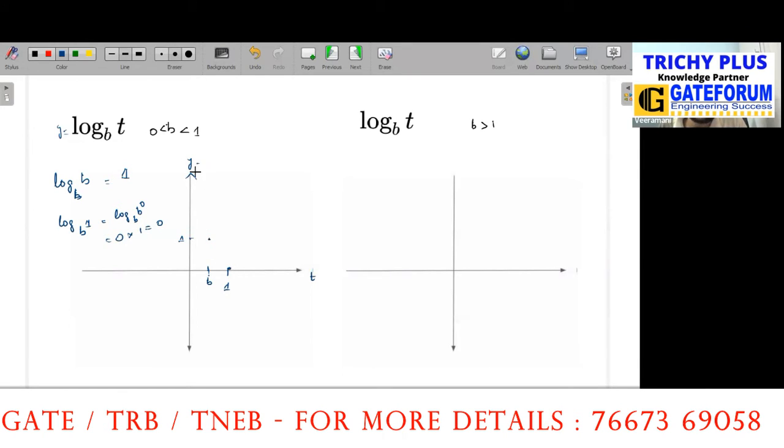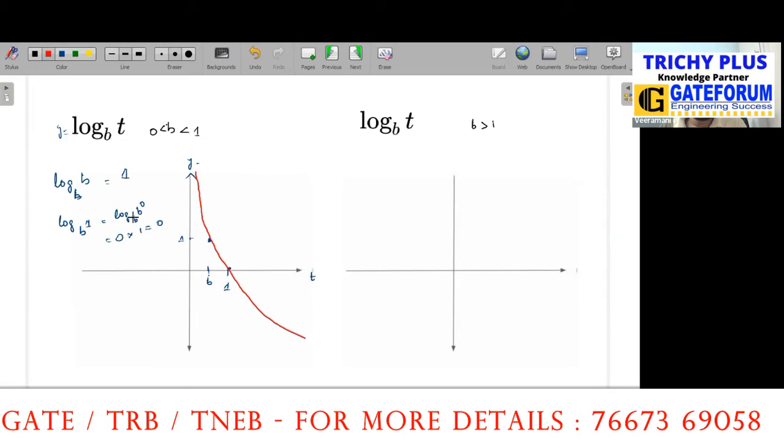So the curve will go like this. When t is equal to b, it is going to be 1. When t is equal to 1, the curve is going to be 0. So if you see that curve, it will go something like this. It will start from infinity and go something like this.